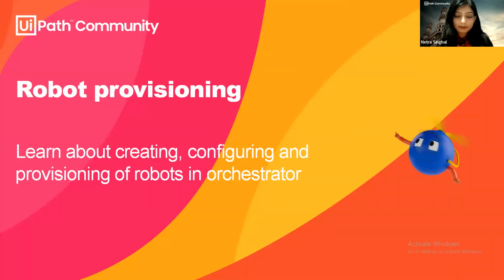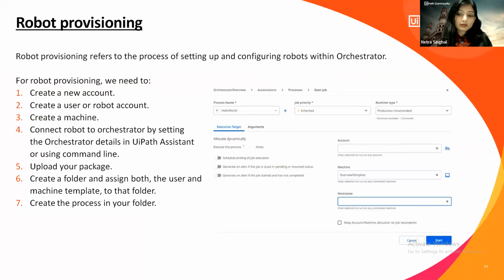I'll move on to the next topic, which is robot provisioning. Here you'll learn about creating, configuring, and provisioning robots in Orchestrator. What is robot provisioning? UiPath robots, as you're aware, are helpful for running an automation, running a process. In order to run a process, as you can see in the diagram, there is a start job. We have process name, runtime, account, machine, host name. There are so many fields here. In order to run a job or a process, we need to have some robot set.